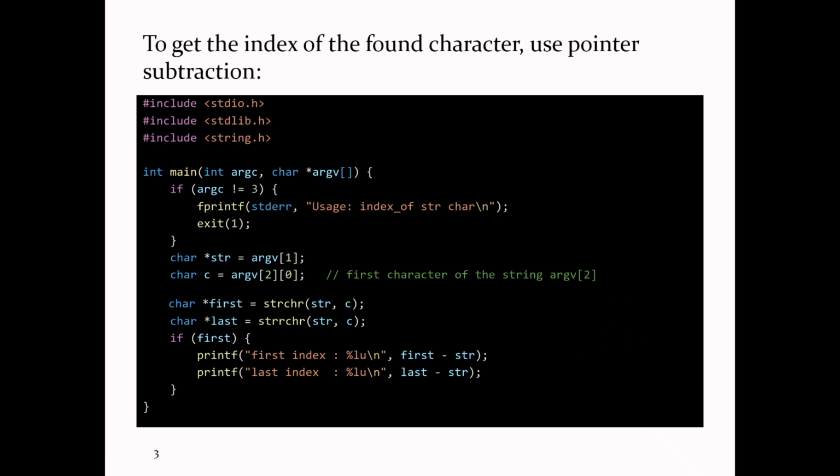So notice the double square bracket indexing. This also suggests that you can treat argv like a two-dimensional array, which you sort of can. So argv[2] is the second string in that array, and square bracket 0 is the first character of that string. And then I'm just using pointer subtraction here to get the index of the character.